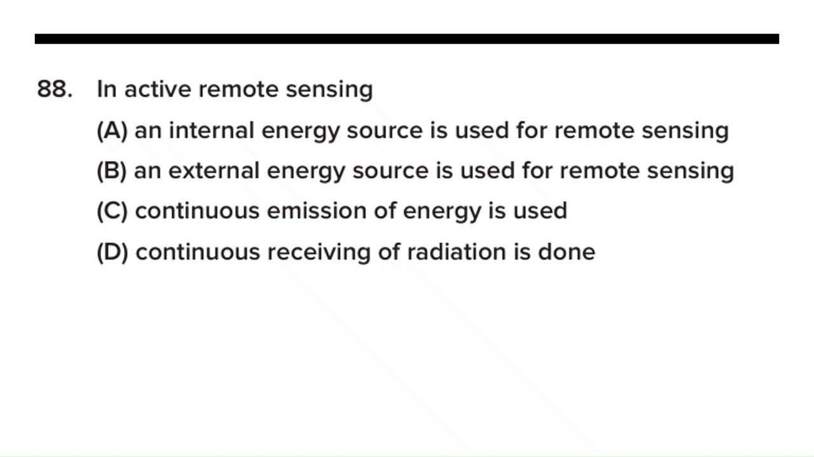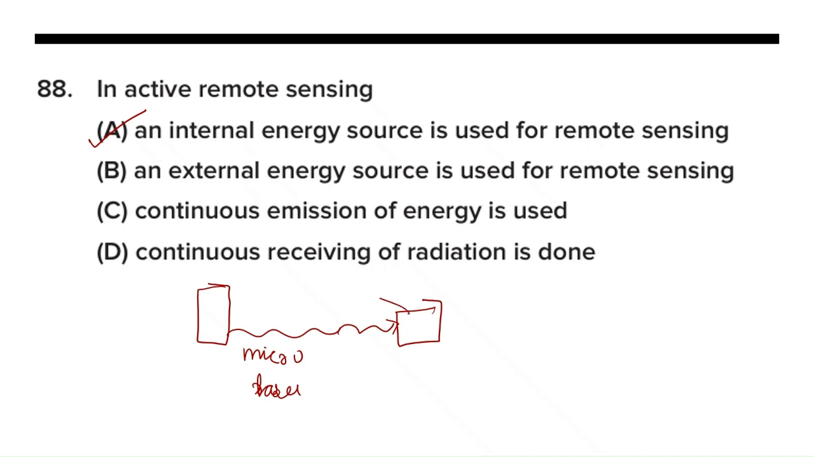In active remote sensing: an internal energy source is used, an external energy source is used, continuous emission of energy is used, or continuous receiving of radiation is done. Our answer is option A, an internal energy source is used for remote sensing. In active remote sensing, the system itself emits energy, in the form of microwave or laser pulses, towards a target and then detects the energy reflected back.